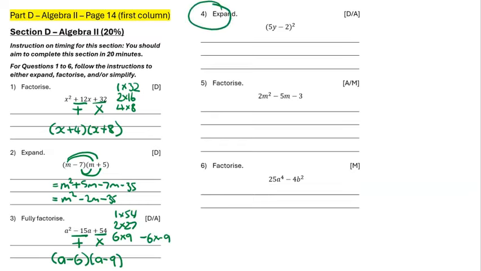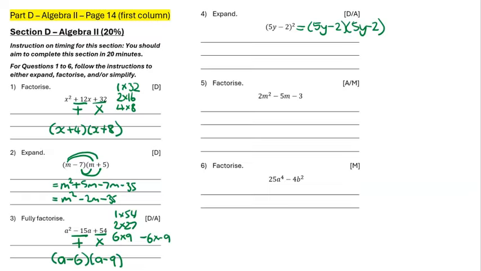So on to number 4, we're on expanding. Expanding again by itself needs to have a trick, and this time around it's a perfect square. There's also a coefficient in front of that y of 5. So perfect square means you've got to rewrite it as a double bracket. So 5y minus 2, 5y minus 2.